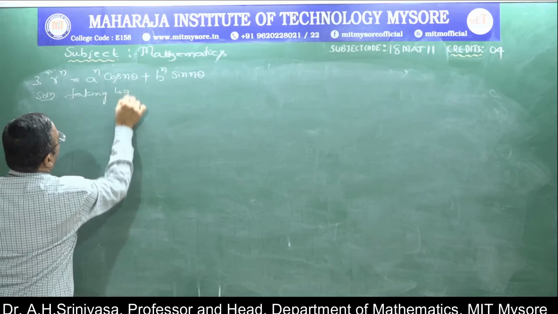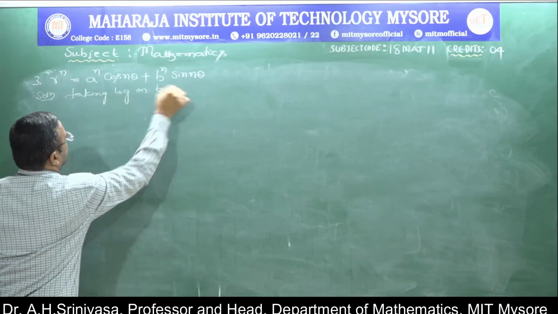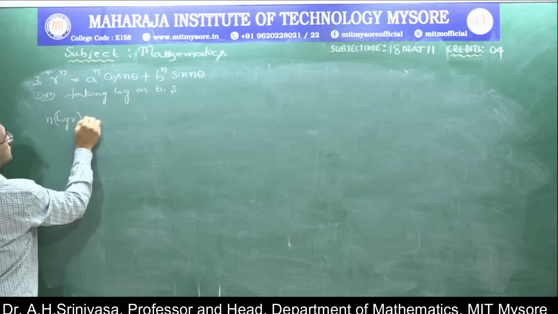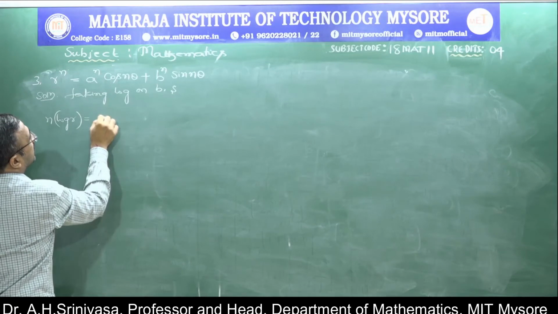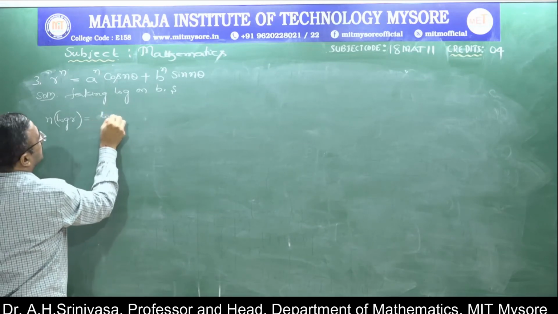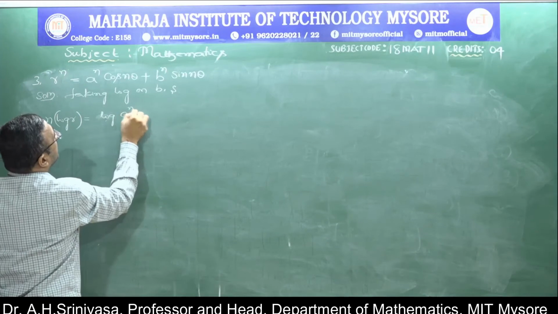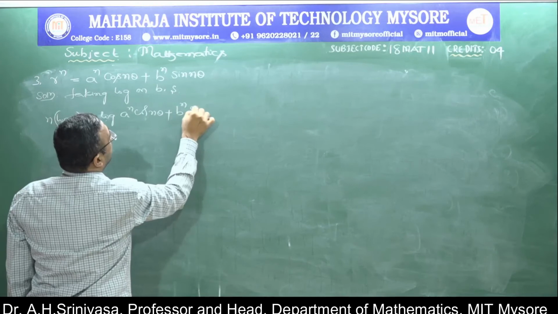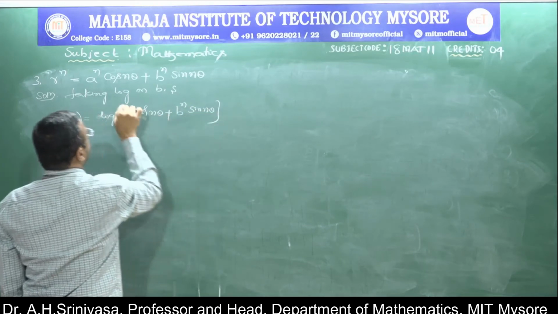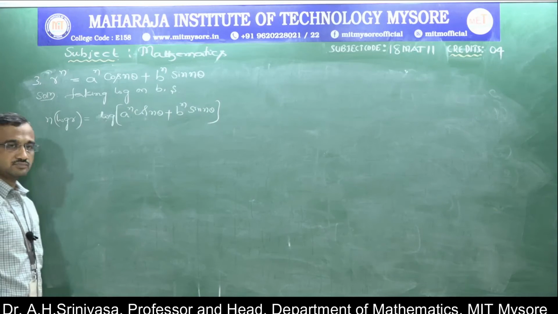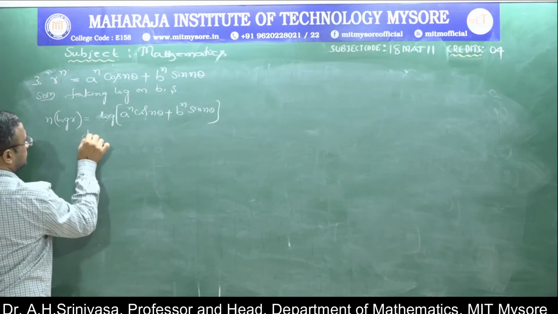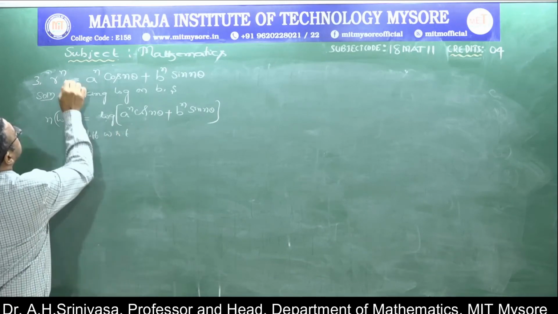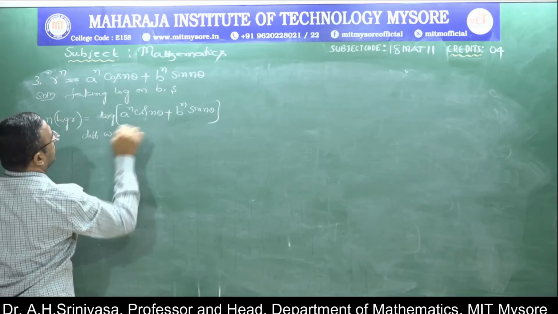Taking log on both sides. It is n into log r should be equal to n into log of a power n cos n theta plus b power n sin n theta. Now differentiate this with respect to theta.